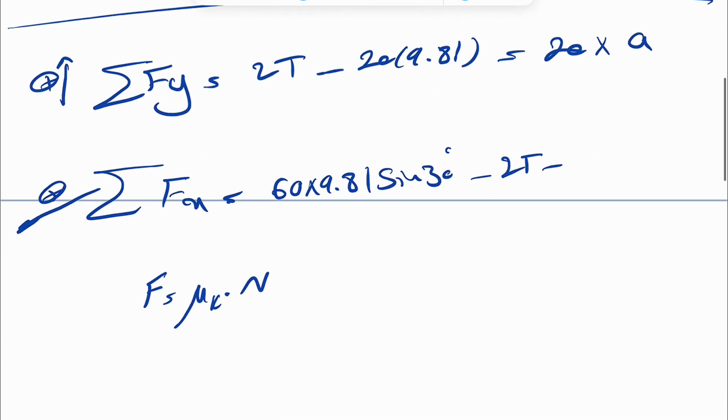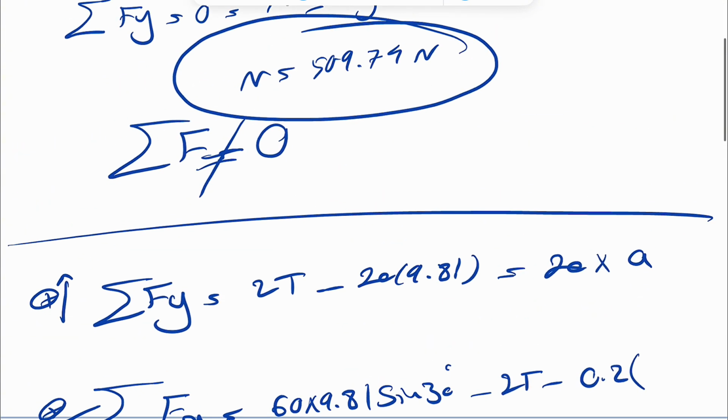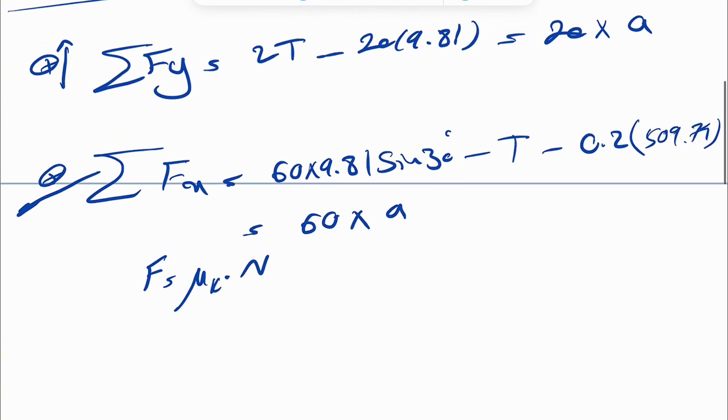is going to be equal to the normal force. So we just have to watch for the mu k. This time it is 0.2 because it's kinetic coefficient times 509.74. And actually this one's only T, 2T was for the other one. So negative T. And this will be equal to mass 60 times the acceleration, we call it A.